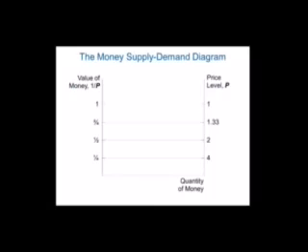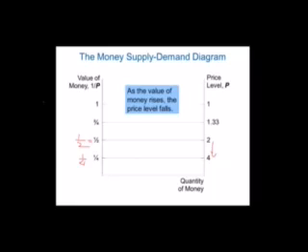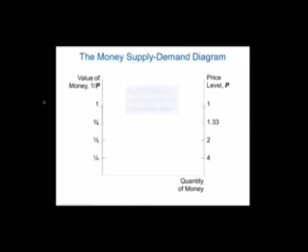Now, if we look at the money supply and demand diagram, on this side we have the value of money. So let's look at this. If the price level is 2, then the value of money is 1 over 2, and that's how we get that number. If the price level rises to 4, then the value of money is 1 over 4. So as the value of money goes up, our price level falls. If the price level goes up, then the value of money falls.